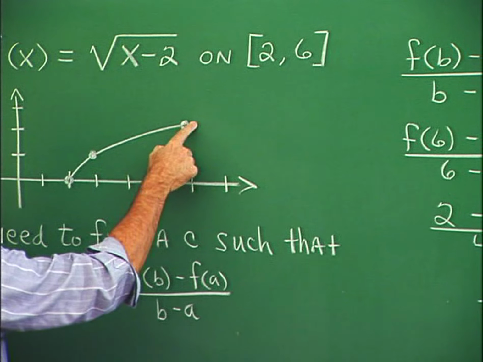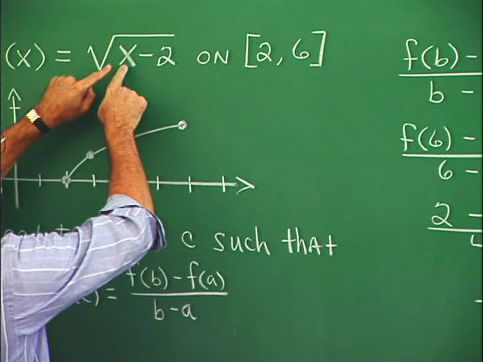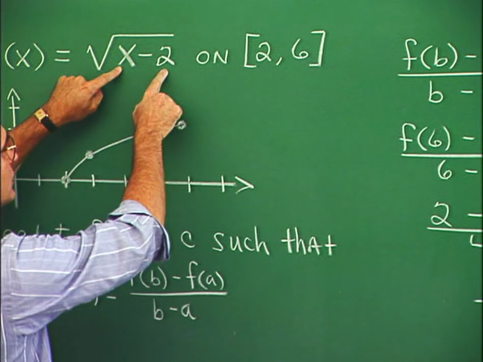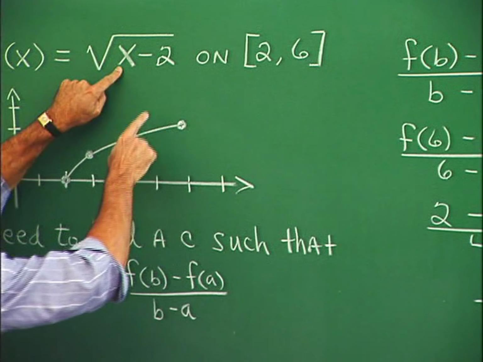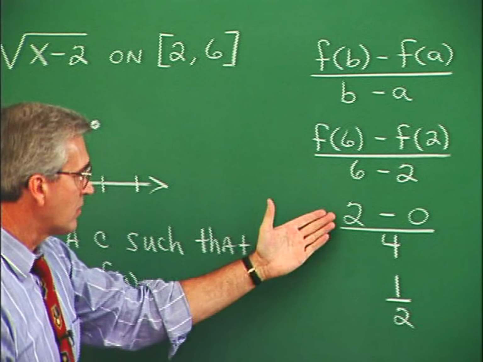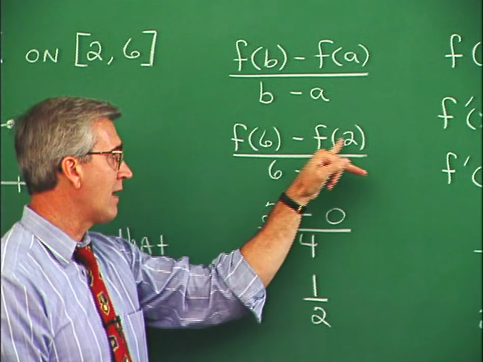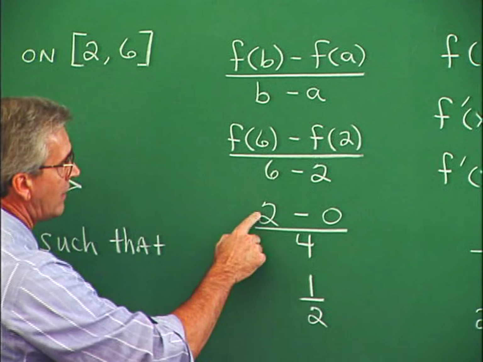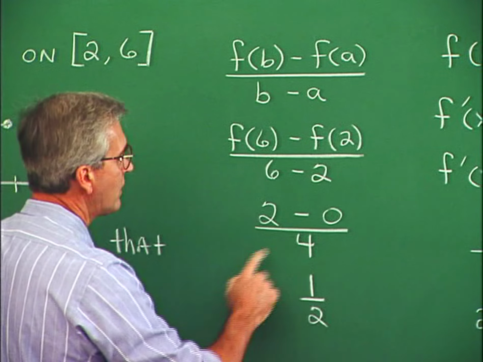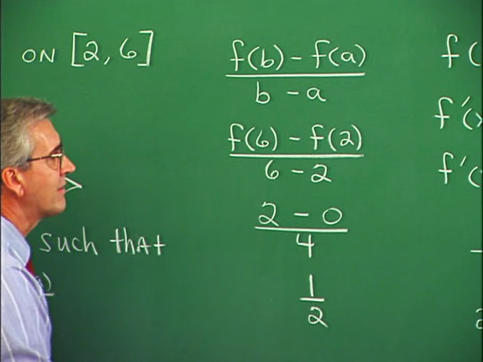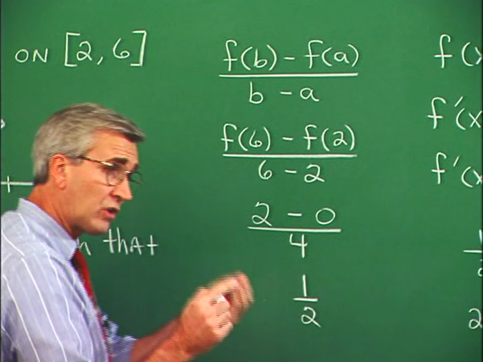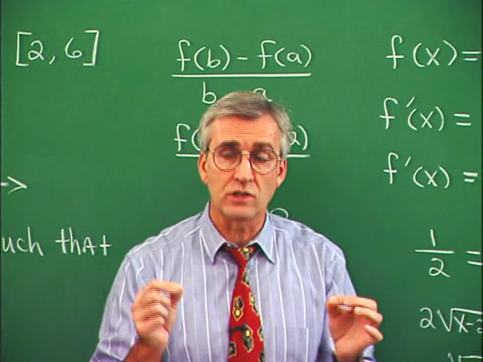f of 6 is up here at 2, or we can say replace x with 6. 6 minus 2 is 4. The square root of 4 is 2. So that value turns out to be 2, and in a similar way, f of 2 turns out to be 0. So we have 2 minus 0 in the numerator, 4 in the denominator, or 1/2. So this slope, the slope of the line containing those endpoints, is 1/2.